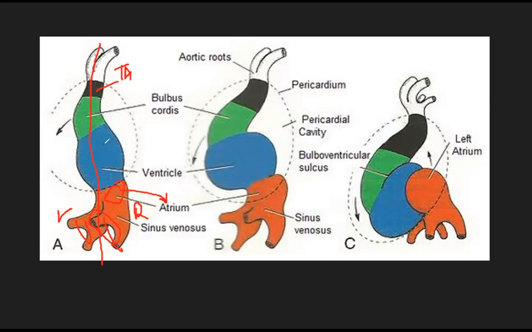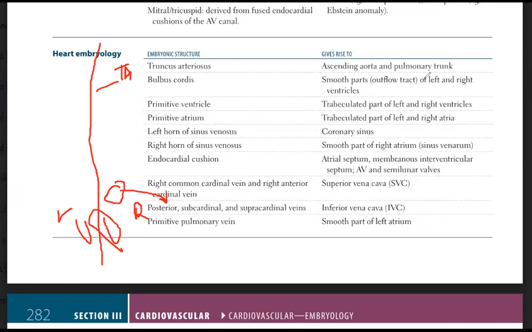this bulbar cordus is helping this primitive ventricle to give rise to the smooth parts of the left and right ventricles. The primitive ventricle was the trabeculated part of the left and right ventricles, and the primitive atrium will form the trabeculated part of the left and the right atria. The horns, the left one, coronary sinus, and the right one, the smooth part of the right atrium. Now one thing is left over here, which is the endocardial cushion.